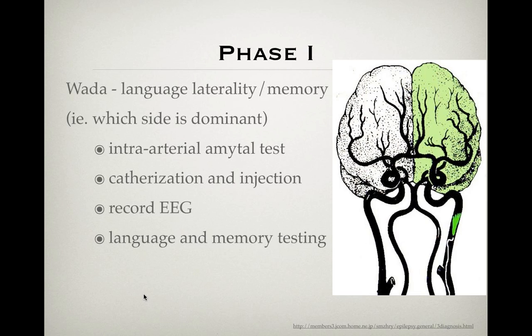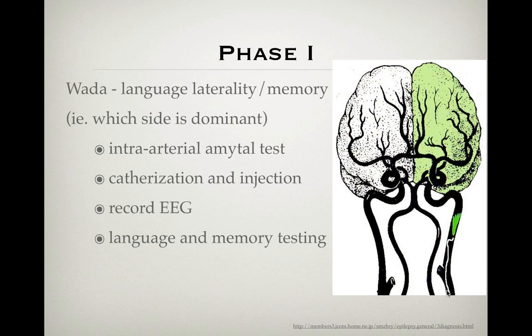At times, there are minimally invasive tests. It's called a WADA test, named after somebody's last name, and this can test for language to find out which side is dominant. Are you left hemisphere or left-sided dominant or right-sided dominant? In most people, if they're right-handed, their left side is going to be dominant, but not always in left-handed people. And this is just an example.